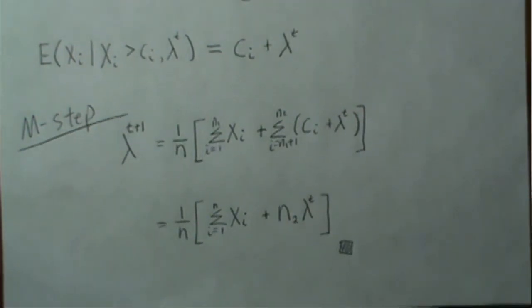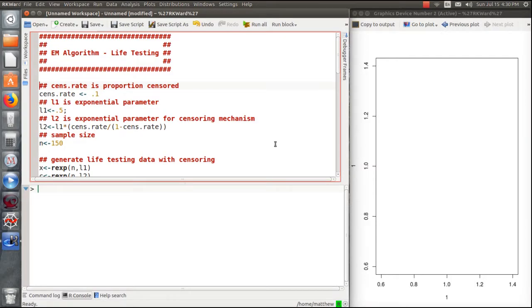Okay, we're in R. We're going to look at life testing using the EM algorithm. First we want to create some data to simulate and illustrate. So here's the censor rate. I want about a 10% censor rate. So I put that in the censor rate.